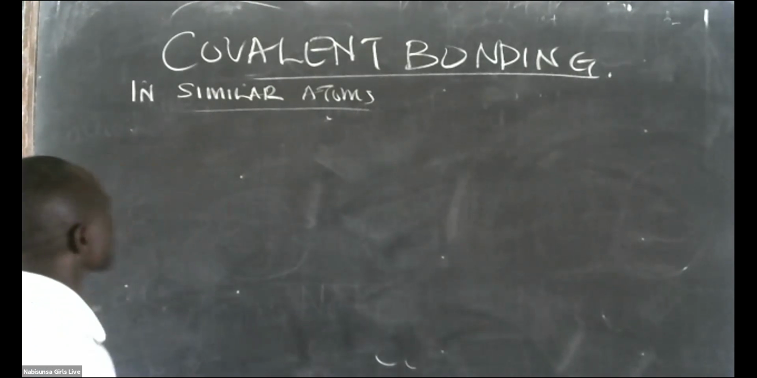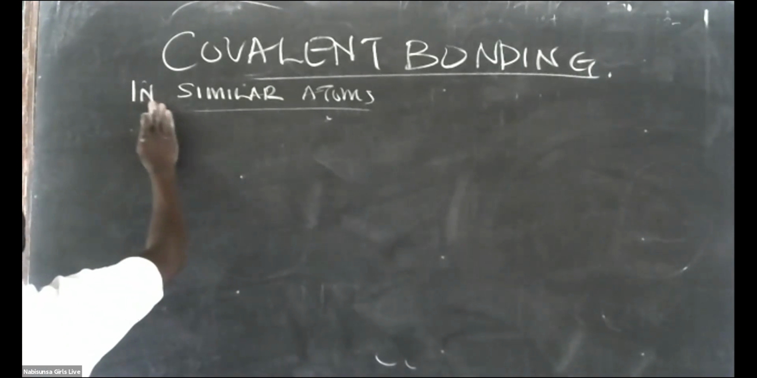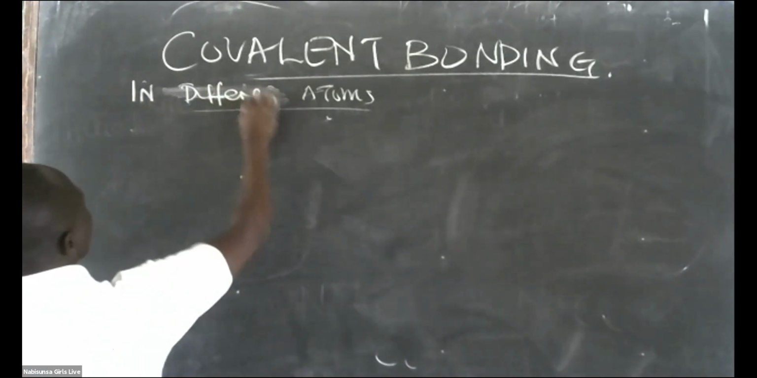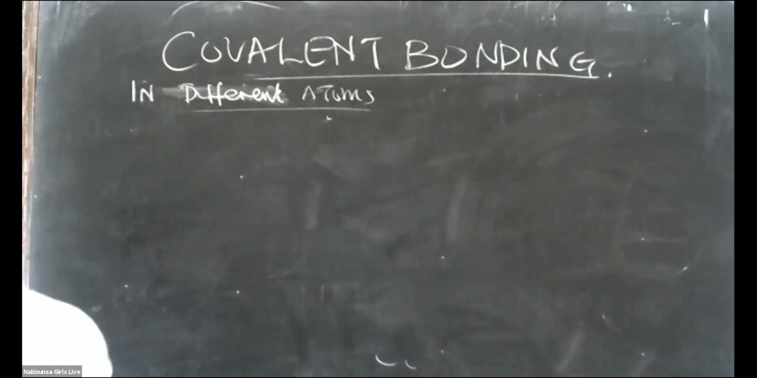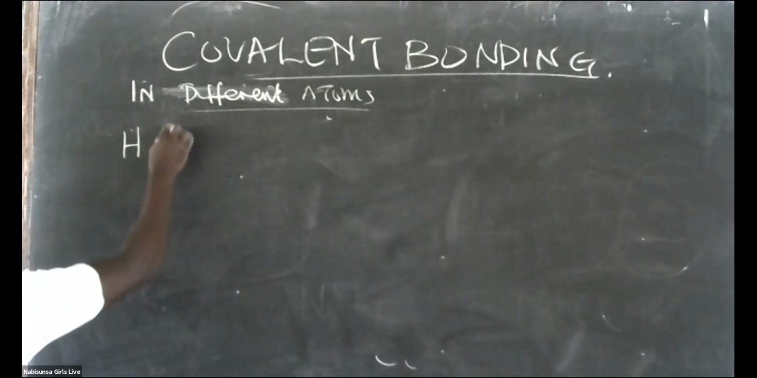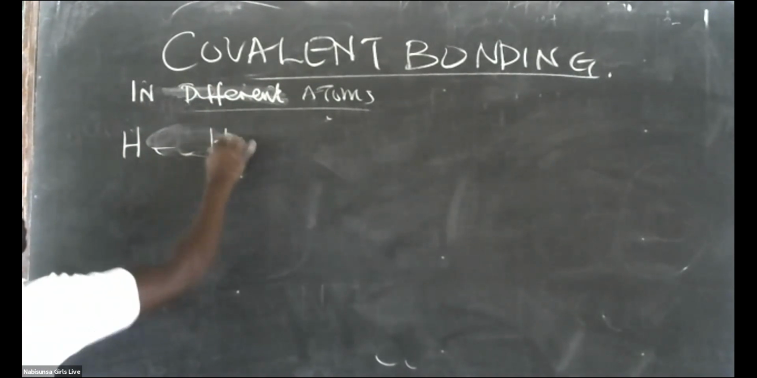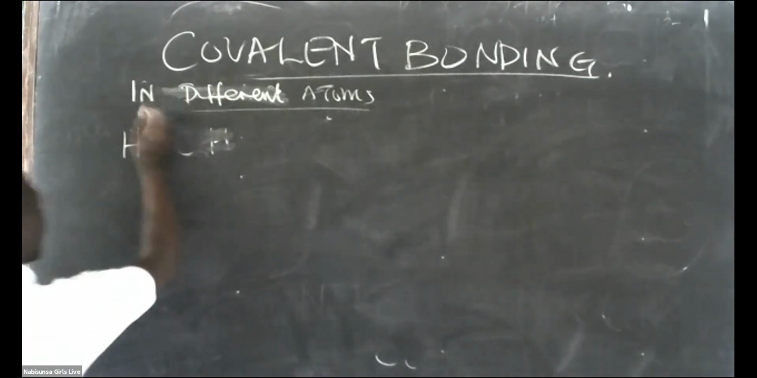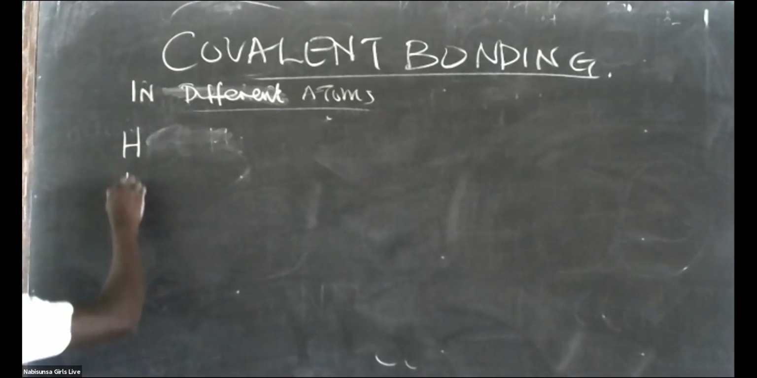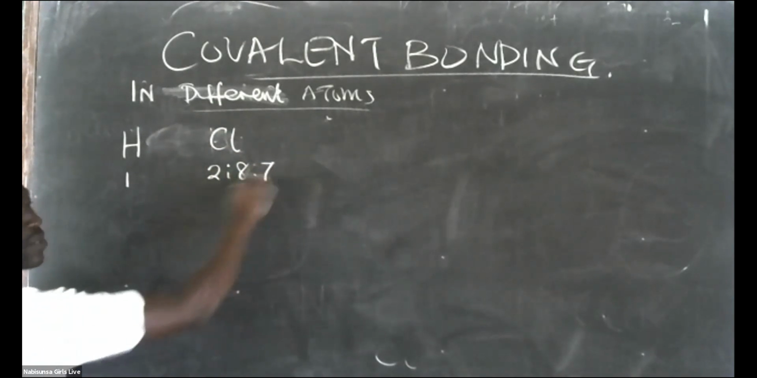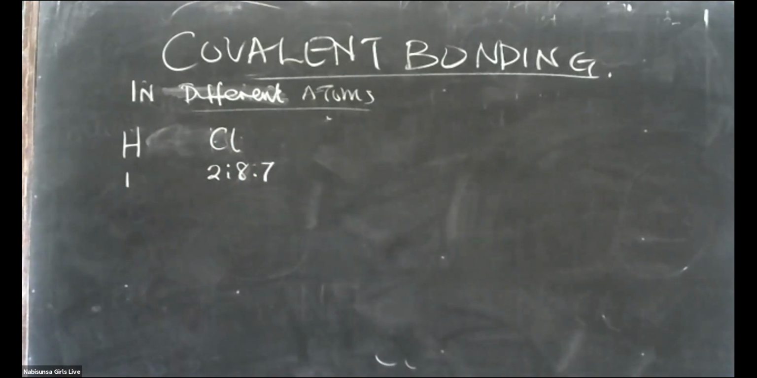Very good. So let me introduce one aspect, covalence in different atoms. Just a simple one only. And it will be a curtain raiser in our next discussion. This will be now between, for example, hydrogen and chlorine. Electronic configuration for hydrogen, 1. Electronic configuration for chlorine, 2, 8, 7. Do you see the same scenario?